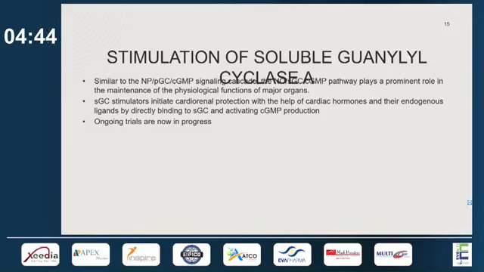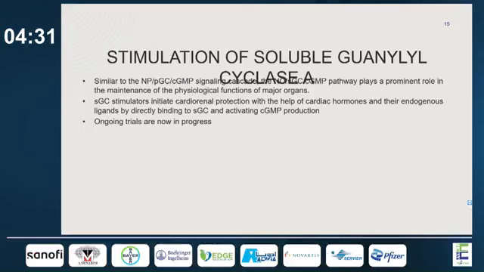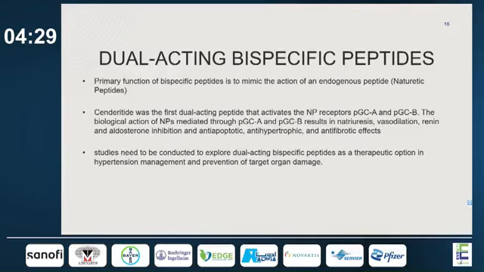There's also another pathway similar to the neprilysin, which is stimulation of the soluble guanylate cyclase enzyme. And this is a pathway which causes vasodilatation and causes cardiorenal protection. Ongoing trials are now underway.